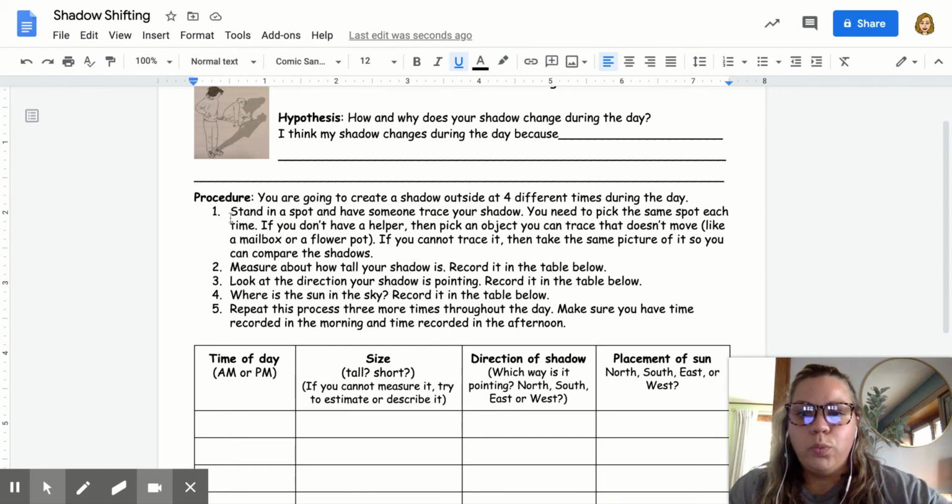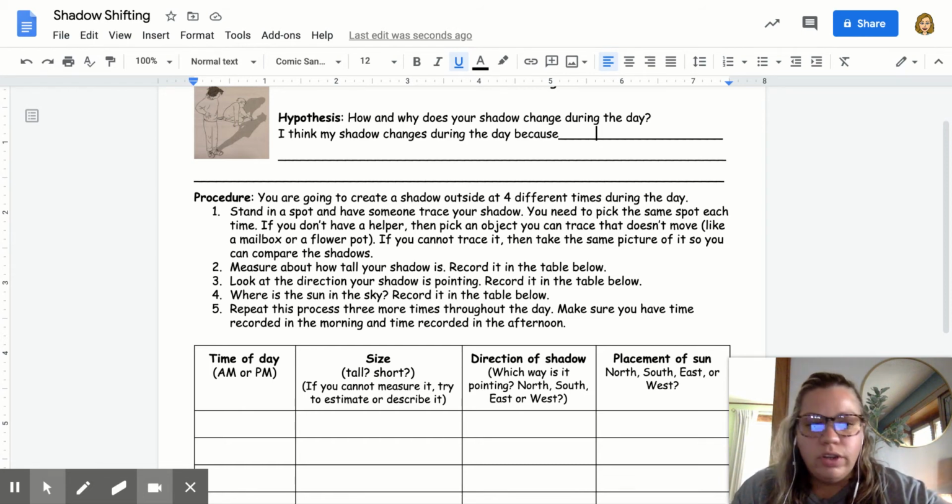So the procedure: 1, stand in a spot and have someone trace your shadow. You need to pick the same spot each time. If you don't have a helper, then pick an object that you can trace that doesn't move, like a mailbox or a flower pot. If you cannot trace it, then you can take a picture of it so you can compare the shadows. So if you do not have sidewalk chalk at home, or you do not have someone at home that can help you with this activity, you can still do it.